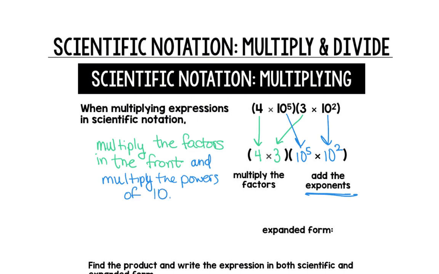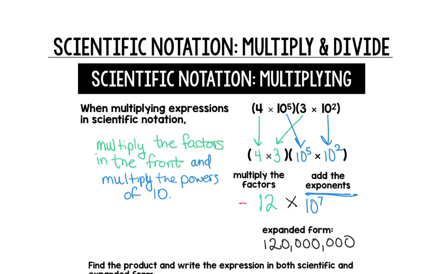Four times 3 gives me 12. And when we add the exponents, 10 to the 5th times 10 to the 2nd is 10 to the 5 plus 2 power, or 10 to the 7th power. In expanded form, this would be 12 with 7 zeros behind it.